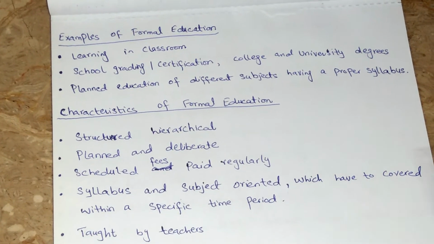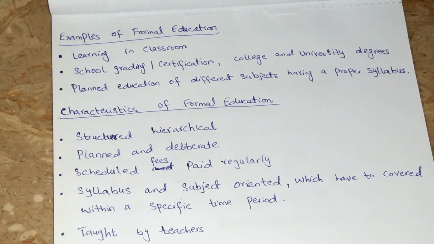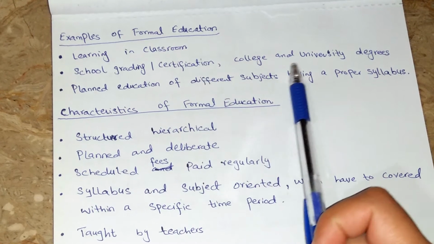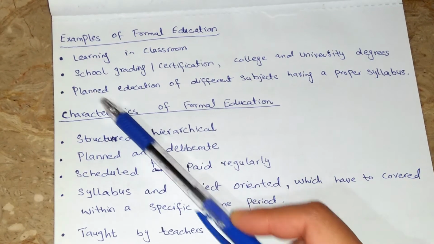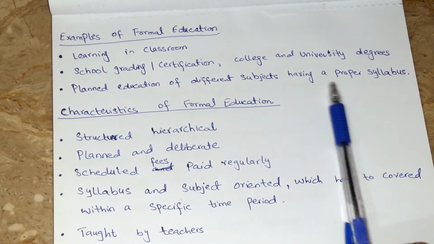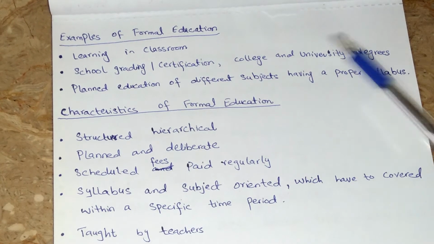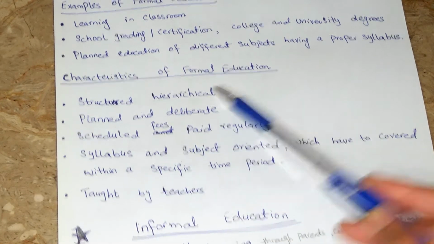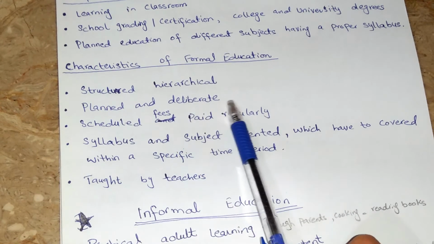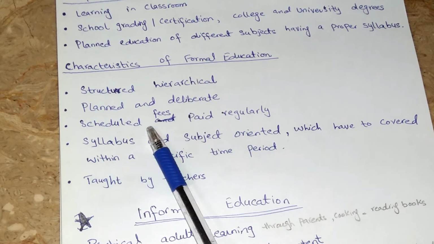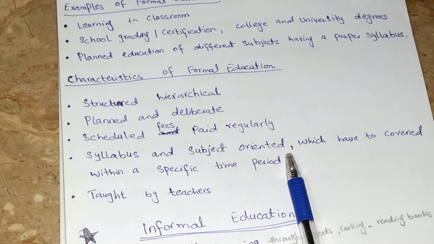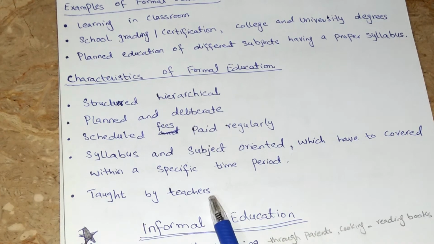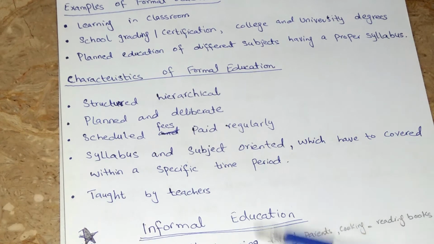Before going through the characteristics of formal education, first go through the examples of formal education: learning in a classroom, school grading or certification, college and university degrees, and planned education of different subjects with a proper syllabus, as I have discussed with you. The characteristics of formal education: structured, hierarchical, meaning step by step, planned and deliberate, scheduled, fees paid regularly, syllabus and subject oriented, which has to be covered within a specific time period, and taught by teachers or instructors. If you have any query related to formal education, you can ask me.